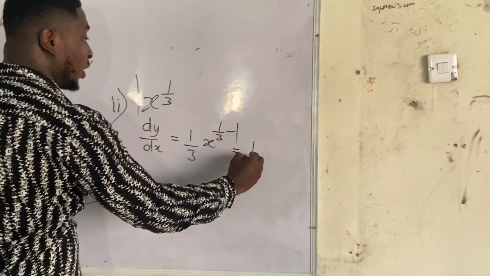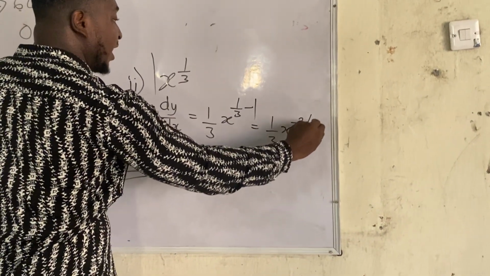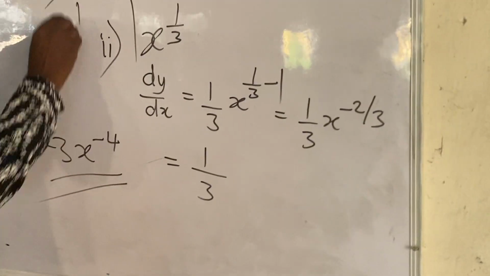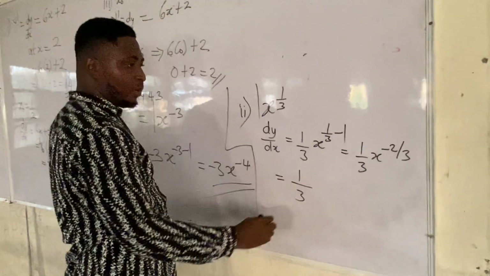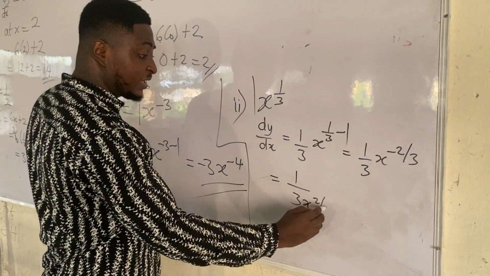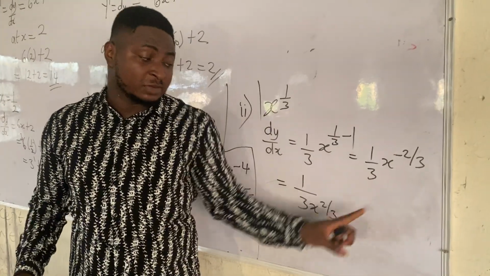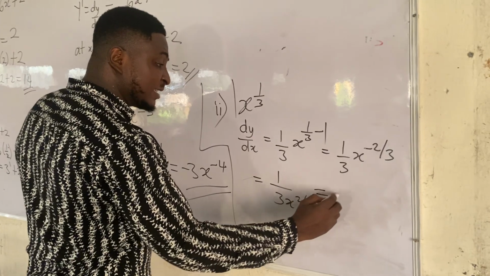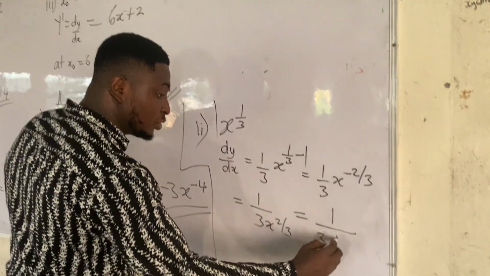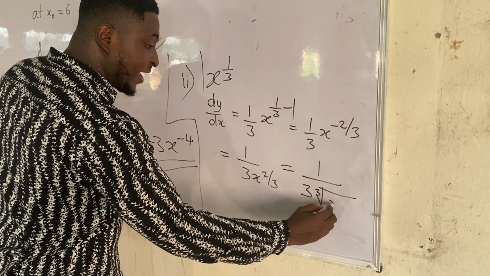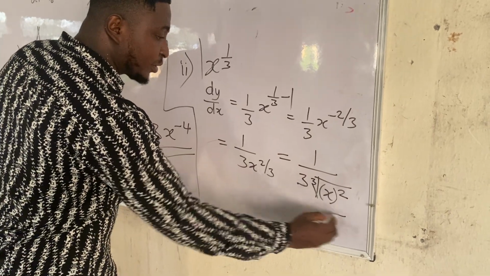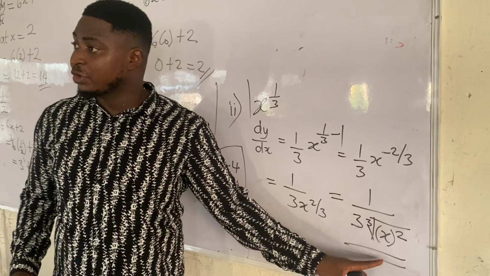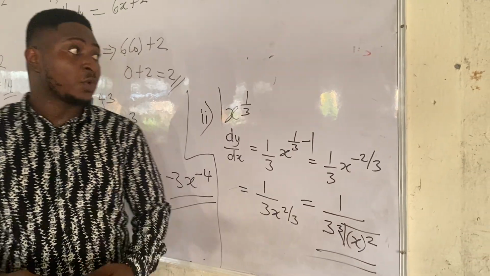So we have 1 over 3 x raised to power minus 2 over 3. Same thing as 1 over 3 x raised to power 2 over 3 in the denominator. Class, when x raised to power minus 2 over 3 comes down, it becomes x raised to power 2 over 3. And class, I can write it in short form as 1 over 3 times the cube root of x, all squared. Class, this is the derivative of this function: 1 over 3 cube root of x all squared.